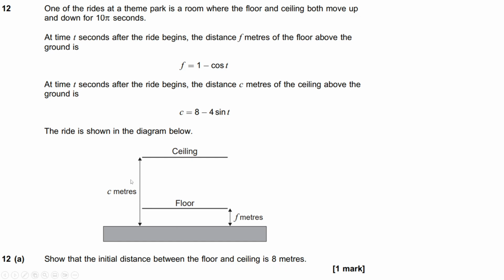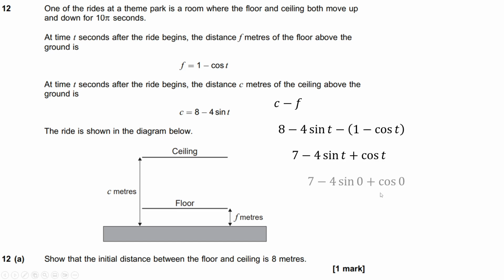This is simple. This is just c take away f here to get this. We know what c and f are. We just plug them in. You'll get this, and then the initial distance would just be when time equals 0. So plug in 0. The sine of 0 is just 0, and then cosine of 0 is just 1. So 7 plus 1, which is 8.